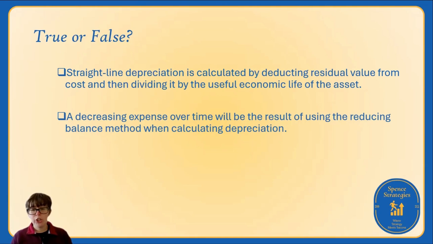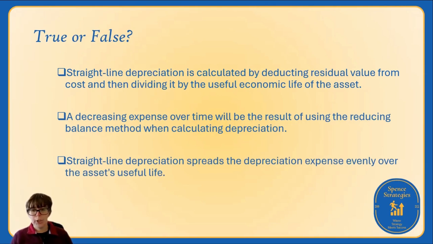Ultimately, if we reduce this balance over time, because we are using the reducing balance method, we are going to get a decreasing expense because the percentage of what we are trying to calculate our depreciation on is based on the carrying value, and our carrying value is going to be lower each year.